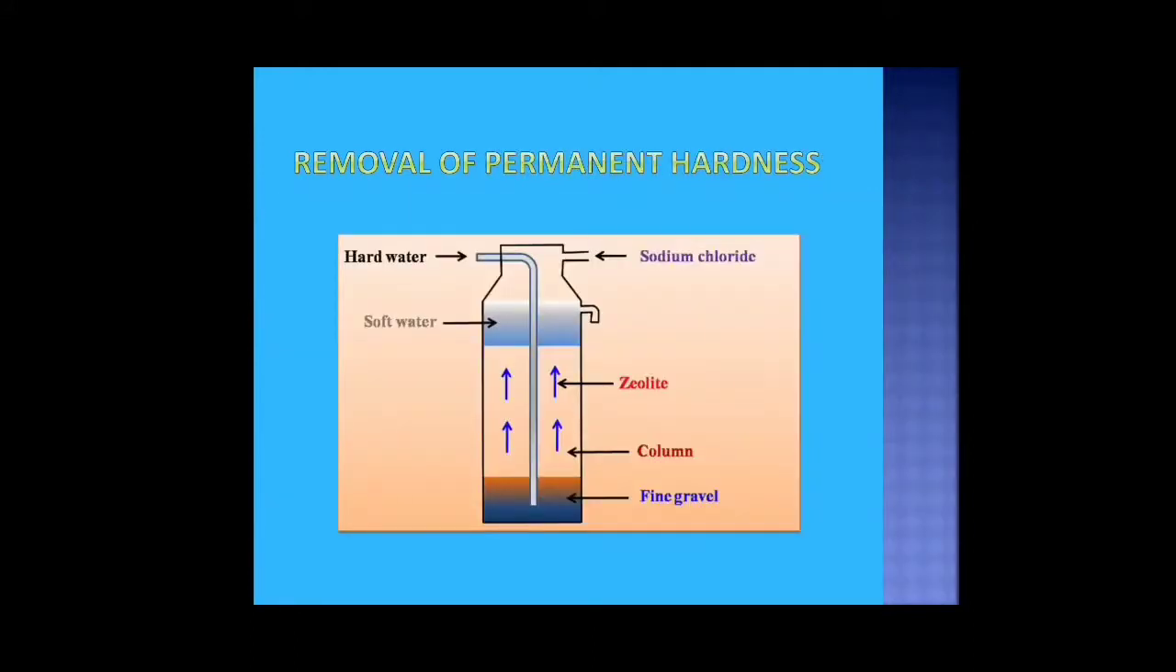How do we remove permanent hardness? To remove permanent hardness, we have to use something called zeolite. So a zeolite is used. Hard water is allowed to enter, and zeolite or permutit is used, and it just passes through the column of zeolite or permutit, and soft water is removed out.